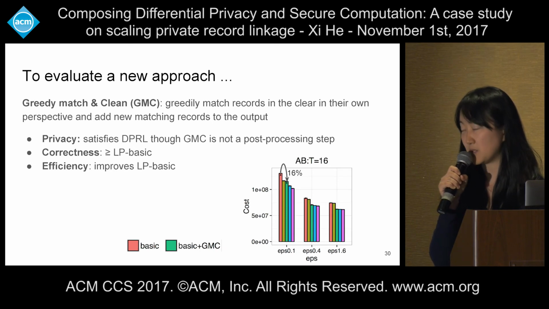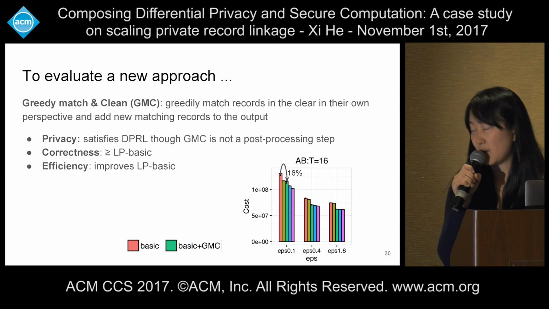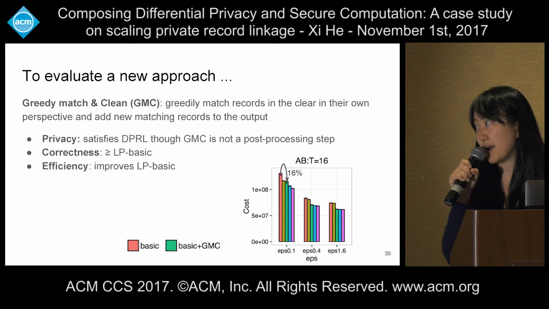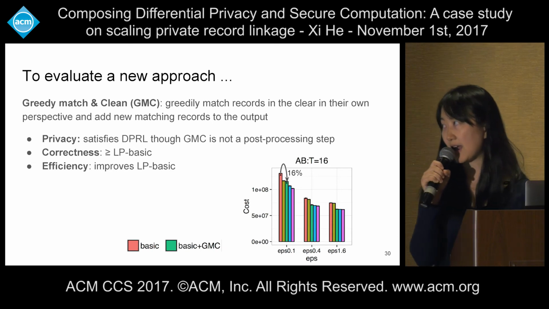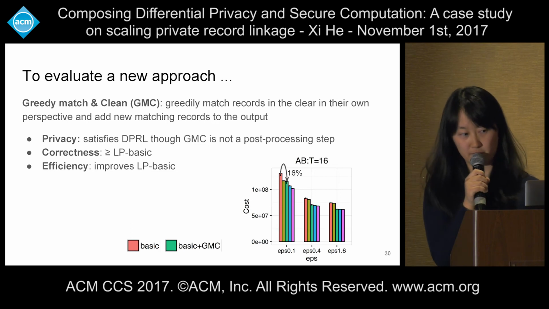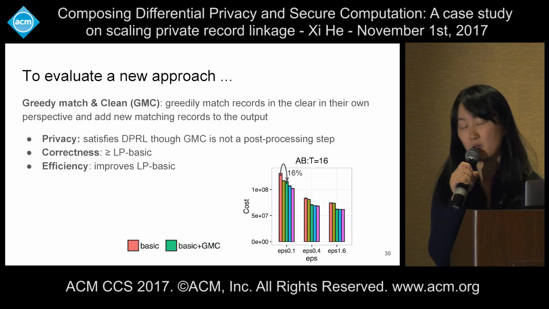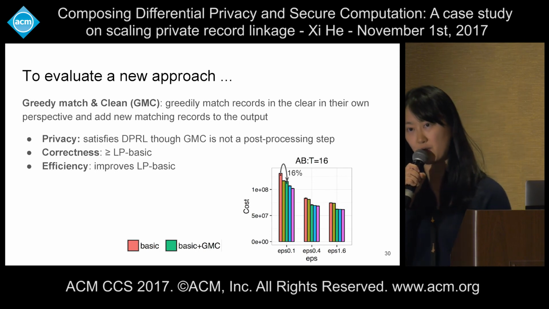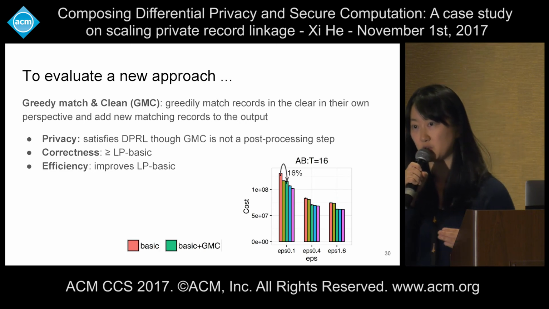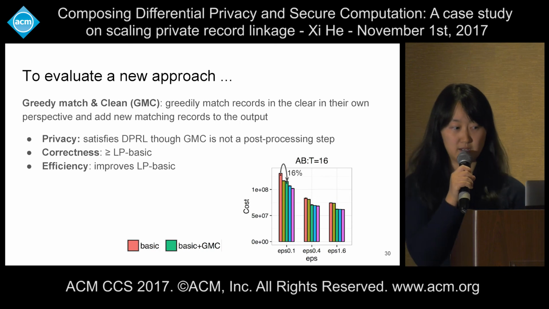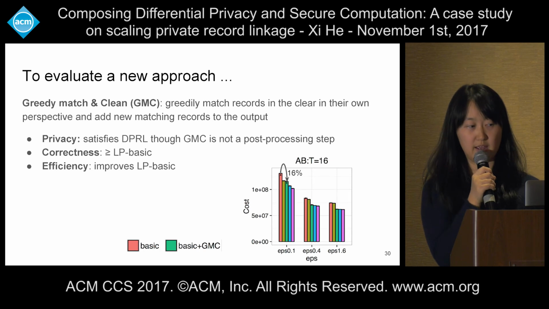This is one of the optimization steps we propose in the paper. It's called greedy match and claim. So Alice and Bob can greedily match records in the clear from their own perspective after certain iterations and add new matching records to the outputs. Interestingly, this step is not a post-processing step because Alice looks at the true records. But we can use this end-to-end privacy guarantee to show that this step still preserves the privacy guarantee, right?